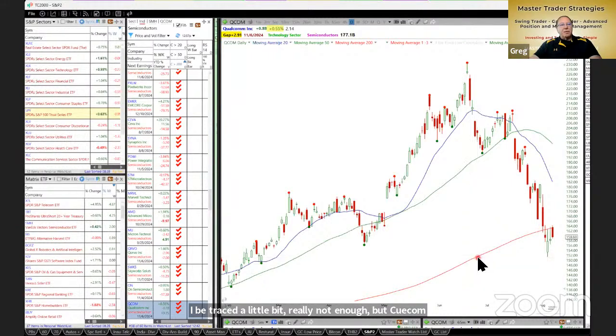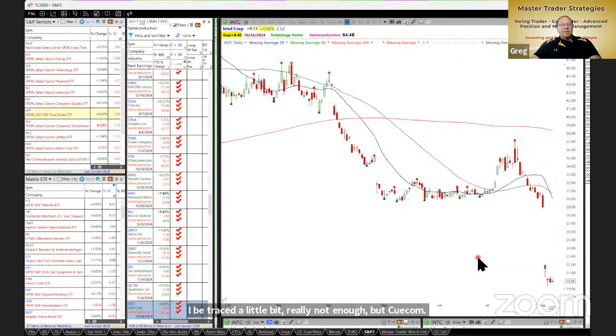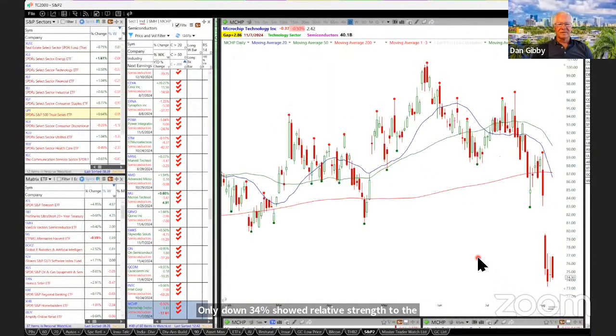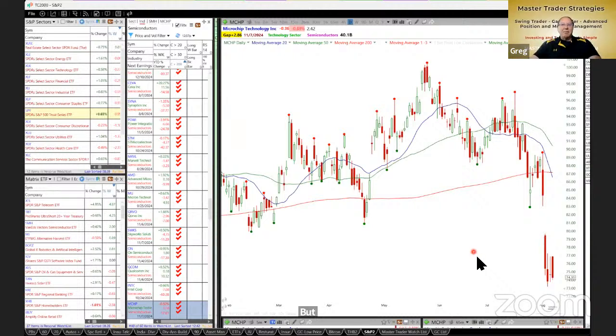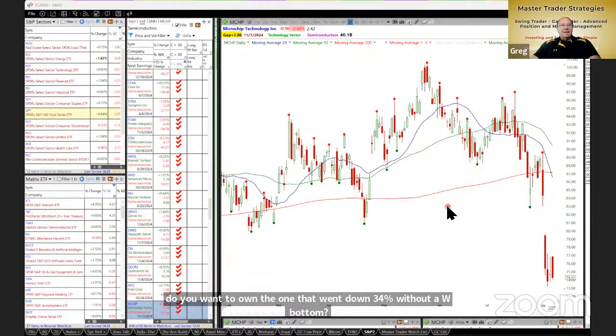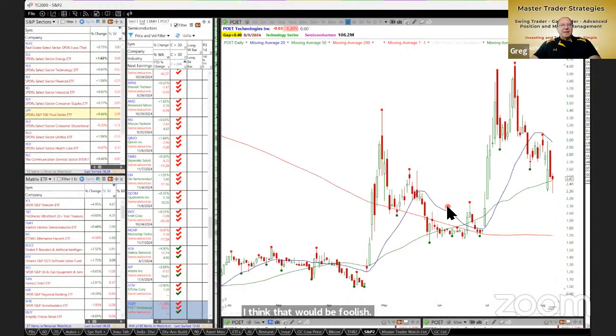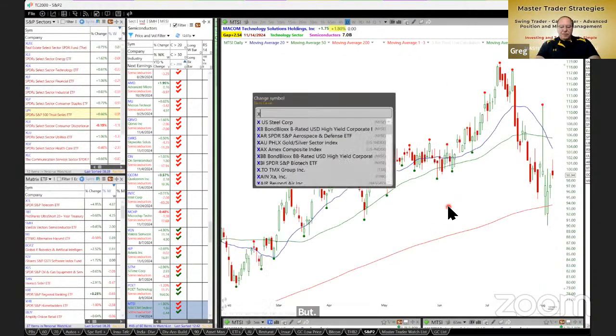only down 34%. It showed relative strength to the one that was down 45%. But do you want to own the one that went down 34% without a W bottom? I think that would be foolish. Right. All right. Let's look at financials for a moment.